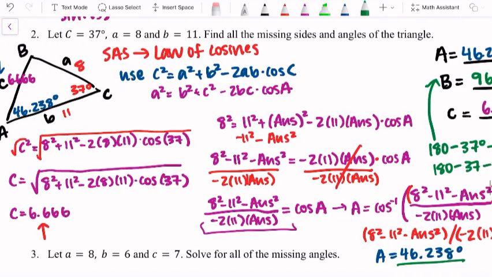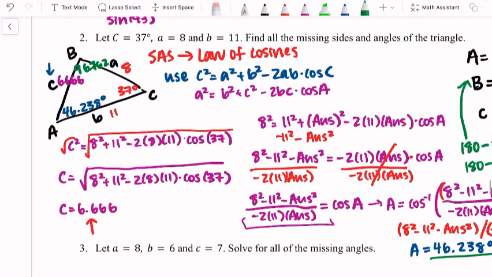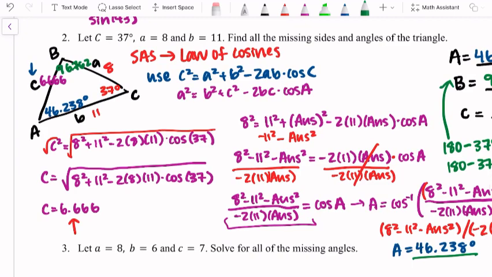Okay, so putting that over here, 96.762. This is what we should have right now. I always like to look at my answer and ask, does everything that I have make sense? Is everything in the right spot? Our biggest side length is 11, and so our biggest angle is 96-ish. So that makes sense. And then our smallest angle is 37, and our smallest side length was 6.666. Again, that makes sense because the smallest side is across from the smallest angle.